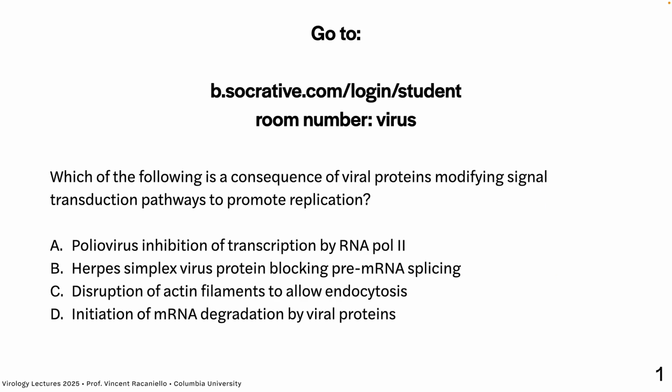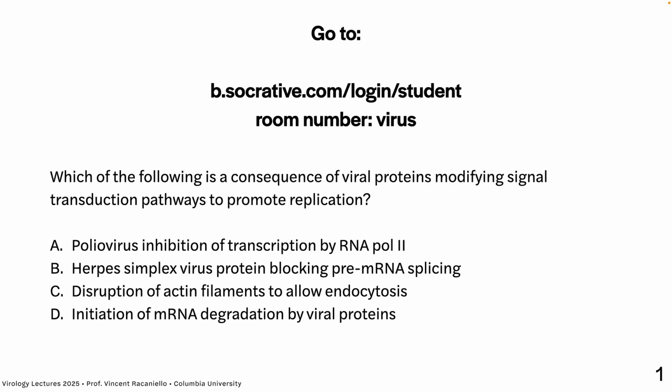All right, let's have a quiz question here. Which of the following is a consequence of viral proteins modifying signal transduction pathways to promote replication? 1A, polio inhibition of transcription by RNA Pol II. B, herpes virus protein blocking pre-mRNA splicing. C, disruption of actin filaments to allow endocytosis. D, initiation of mRNA degradation by viral proteins.